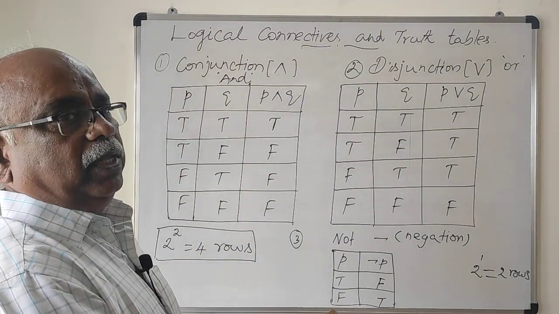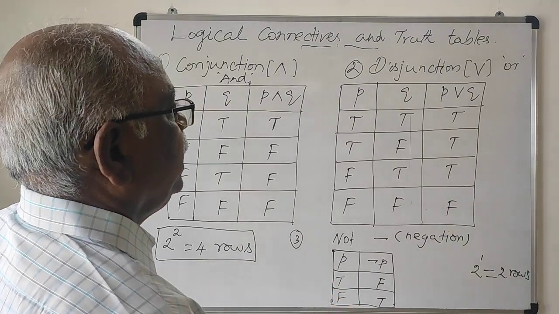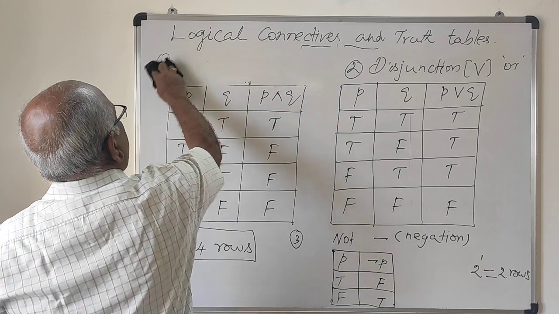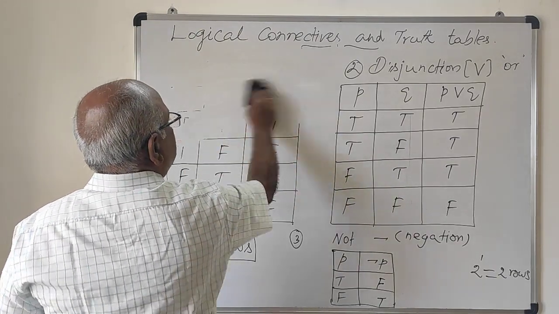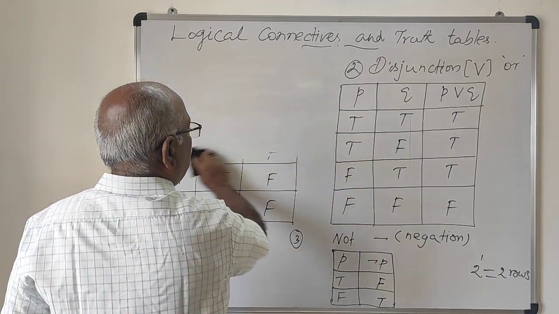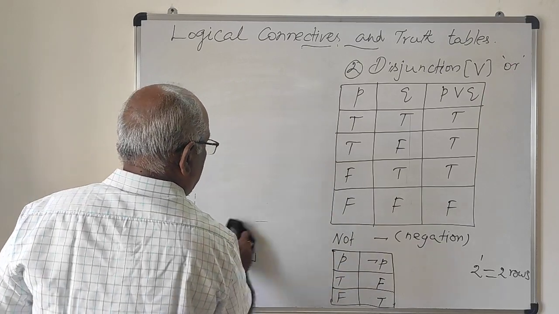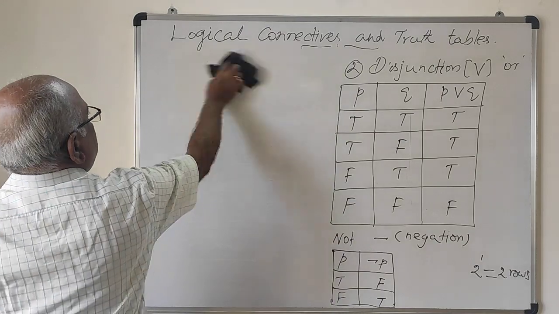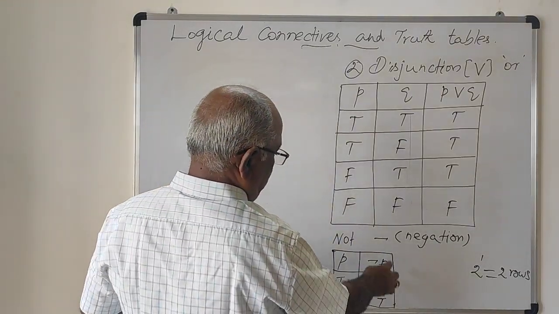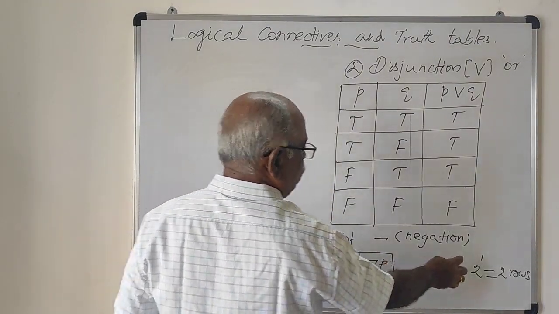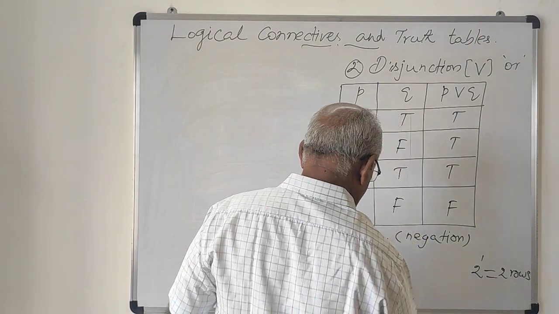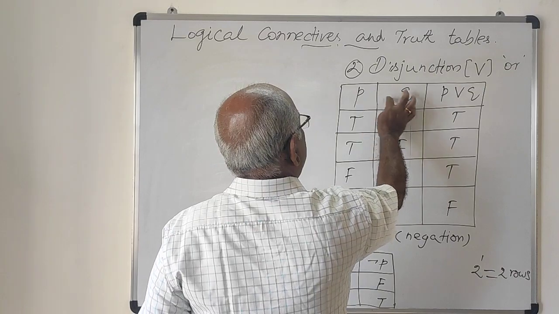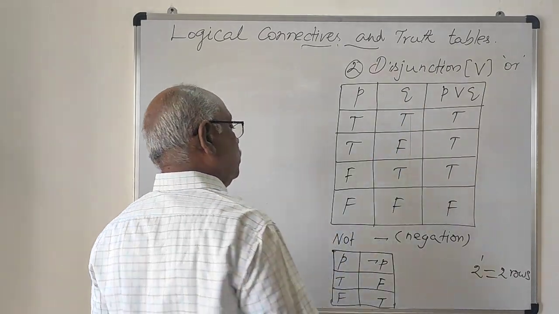Next, I will go to the single conditional statement: if, then. Since the negation table contains only one variable, you get 2 power 1 equals 2 rows only in the truth table. If you have 2 variables, you have 2 power 2, which is 4 rows.